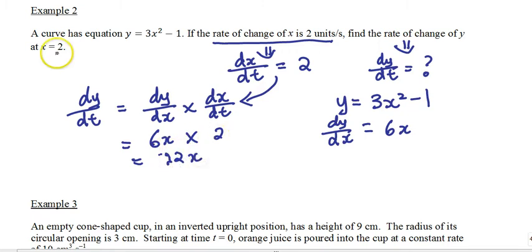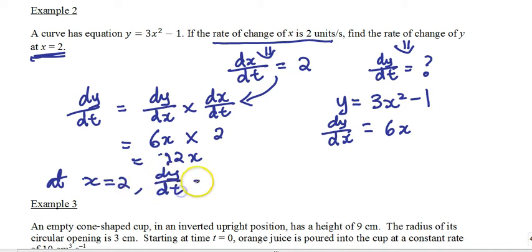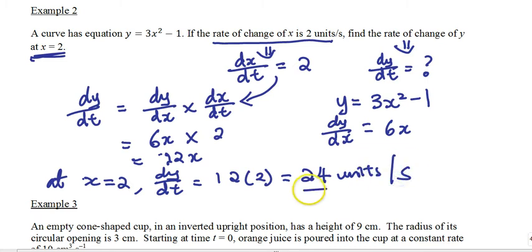And we are asked to find specifically what is the rate of change when x is equals to 2. So we know that at x equals to 2, dy over dt will be equals to 12 times 2, which will give you 24, and the units will be units per second.